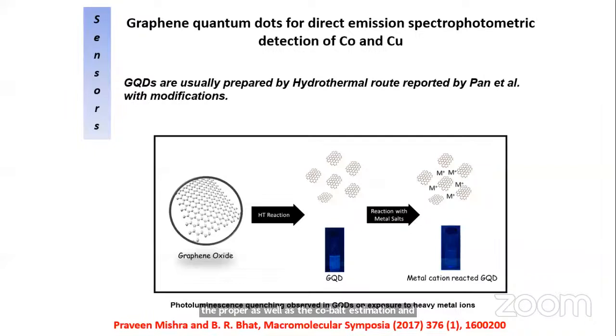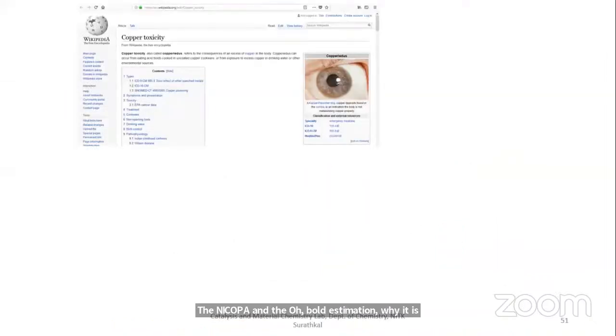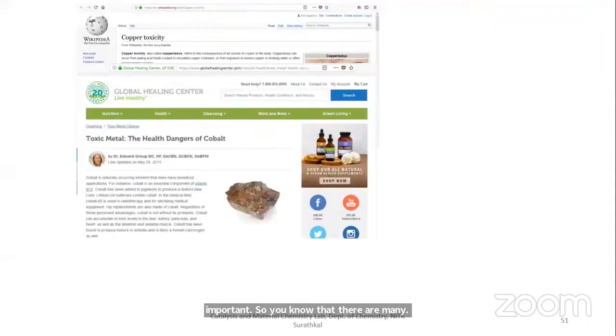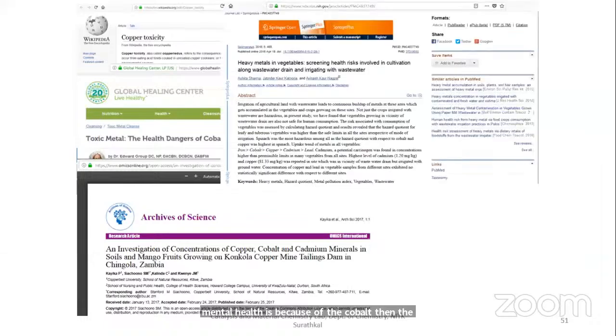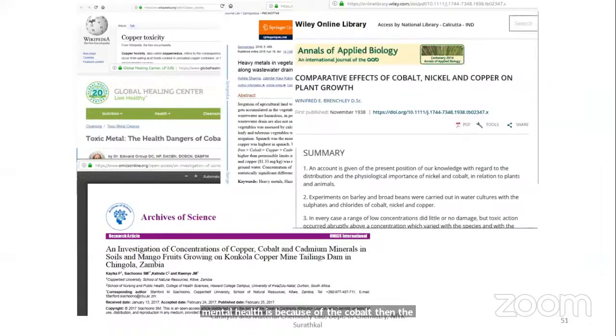So in copper and cobalt estimation, why is it important? You know that there are many reports which give the toxicity of copper, then mental health issues because of cobalt, then the copper, cobalt, and cadmium mineral importance. So all these need to be taken into account.